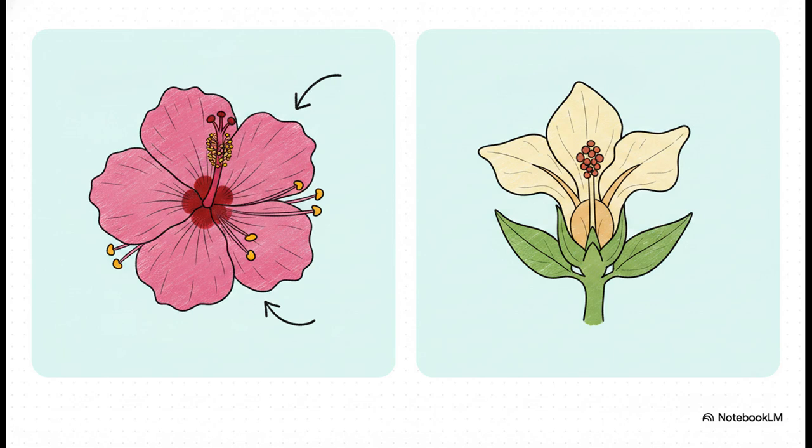But hey, not all factories are built the exact same way, right? A complete flower, like a China rose, is fully equipped with both the male and female parts, the whole shebang. On the flip side, an incomplete flower, like a papaya, is unisexual. It only has one or the other.